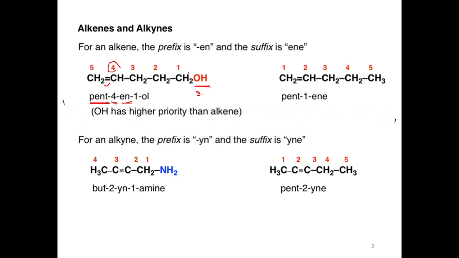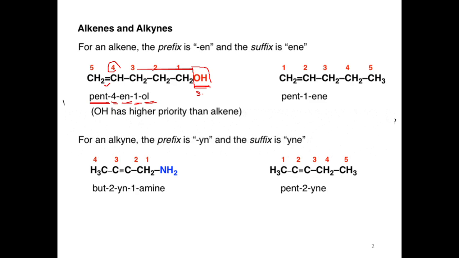Now you can see here at carbon number 1 we have OH group. At carbon number 1 we have OH group. That's why we are writing here 1-ol. OH is an alcohol group. That's why we are writing here ol. Ol is the initials of alcohols. So the name will become pent-4-ene-1-ol.